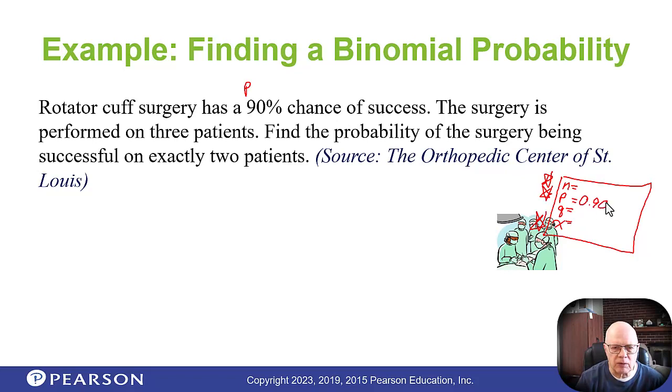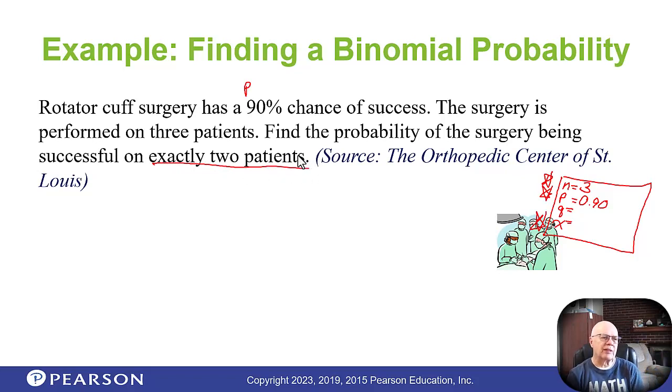We'll put P equals 0.90. The surgery is performed on 3 patients. 3 patients, 3 trials. I'm going to do it 3 times. Find the probability of it being successful on exactly 2 patients.